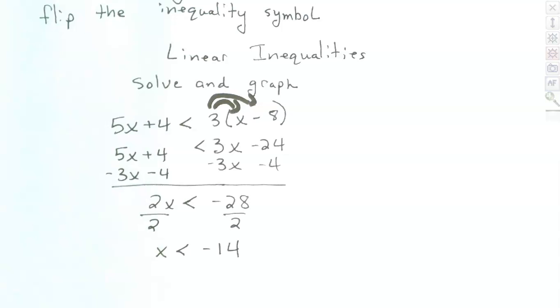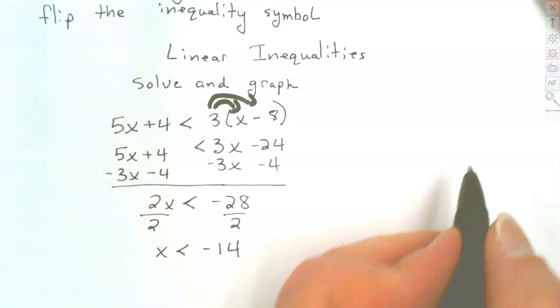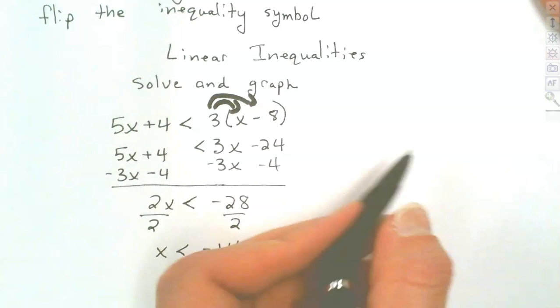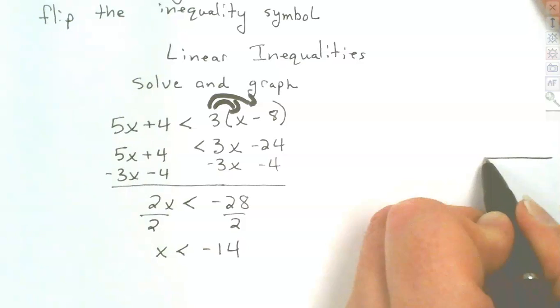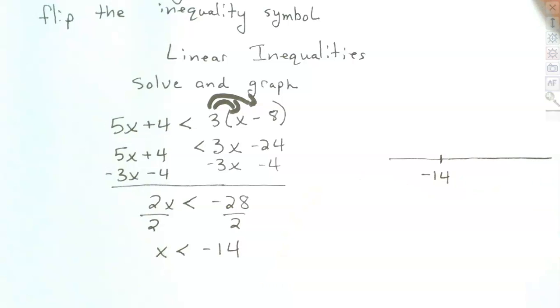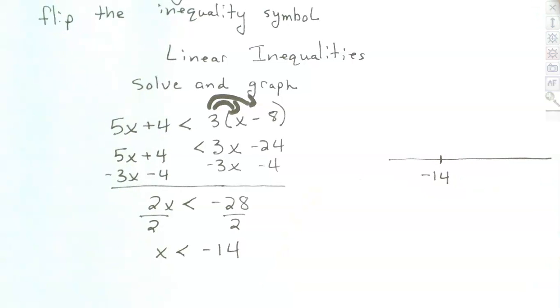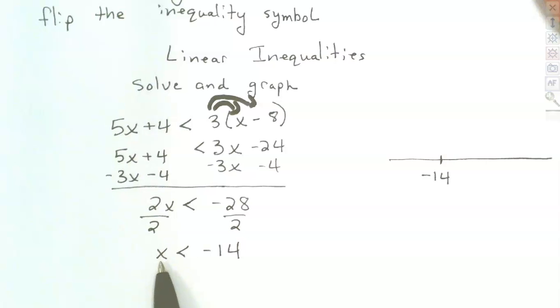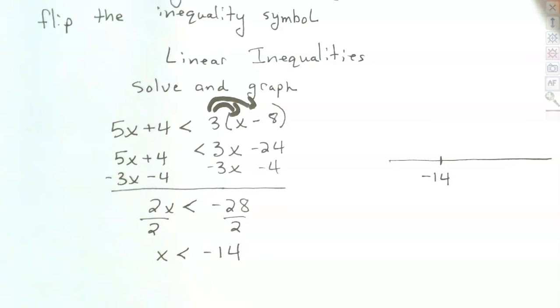Now we need to graph it on a number line and get our answer in interval notation. So here is our negative 14. I always like to keep my x on the left. That way it's easy to figure out which way to go. If your x is on the left by itself, look at your inequality. Which way does it point? It's going to point to the left, so we're going to shade to the left.